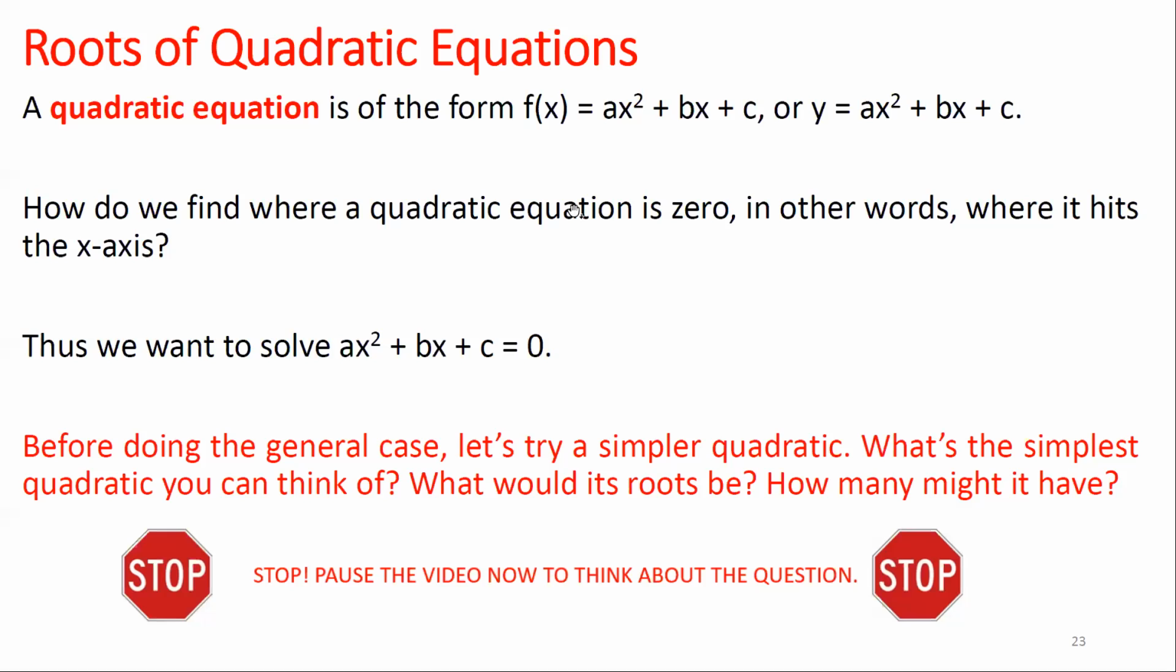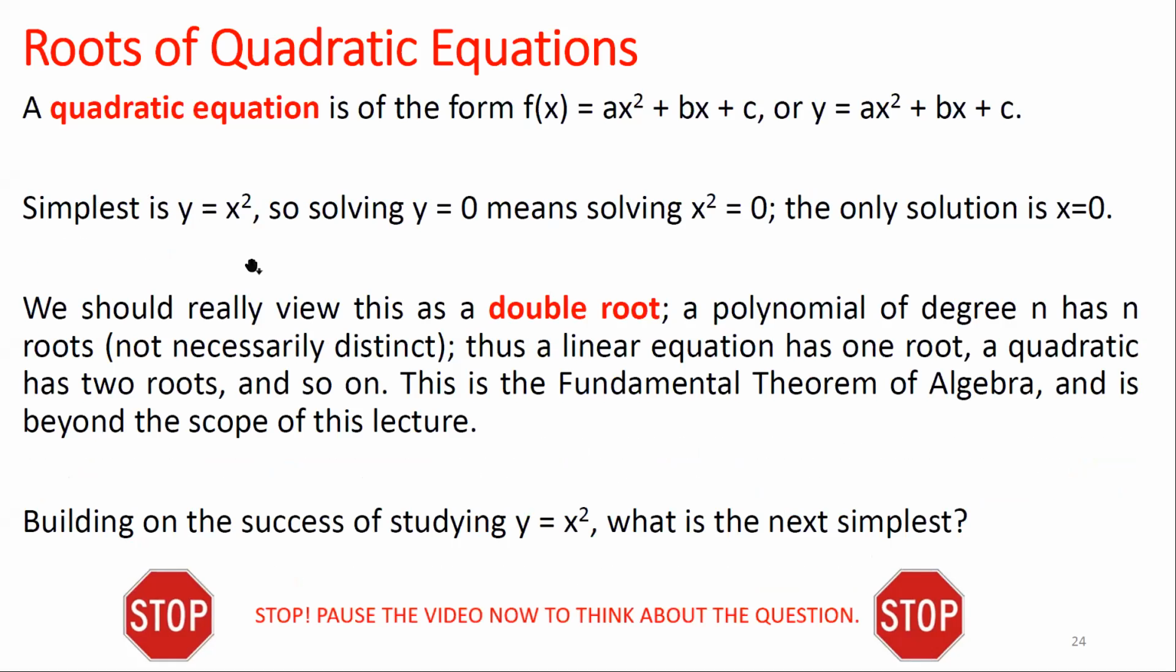All right, so the suggestion I got from my assistant was just try y equals x squared. So take c equals 0, take b equals 0, take a to be 1. And that will be the simplest quadratic. So we want to solve when is x squared equals 0. The only solution is x equals 0. We're going to be a little careful here. We should really view this as a double root. We can write this as x times x equals 0, so 0 is occurring twice. A polynomial of degree 2 should have 2 roots, a polynomial of degree 3 should have 3 roots, and so on and so on.